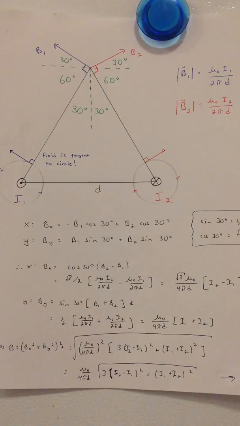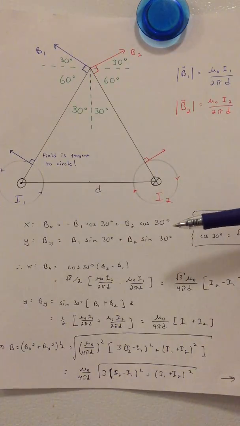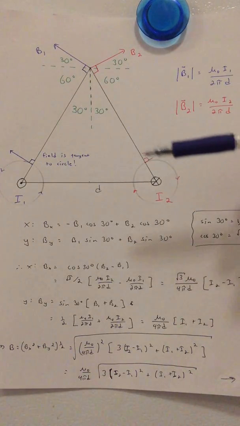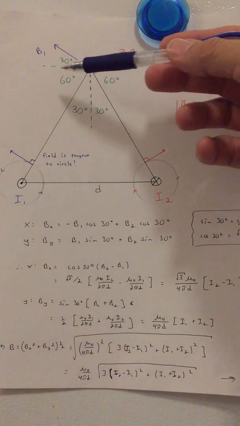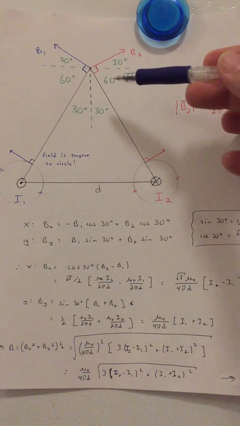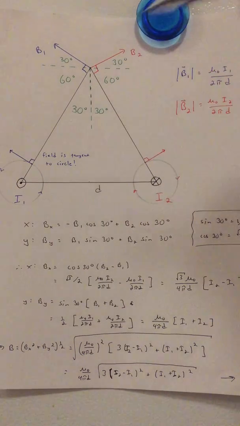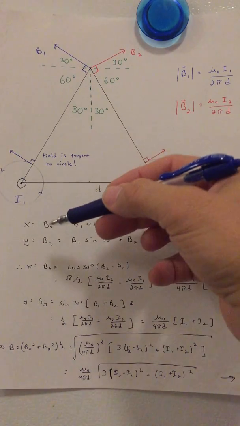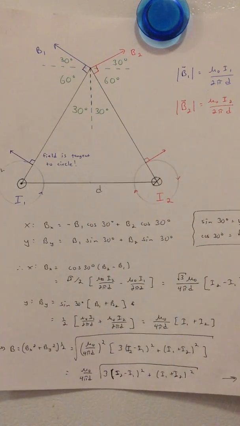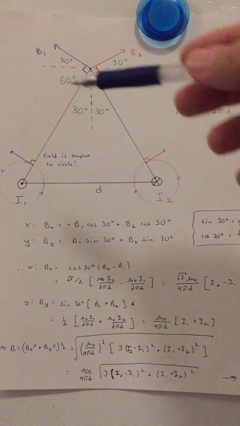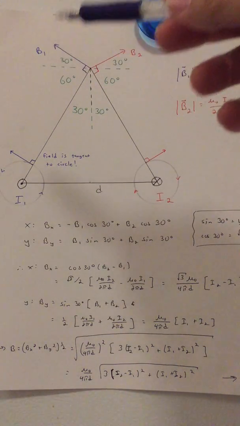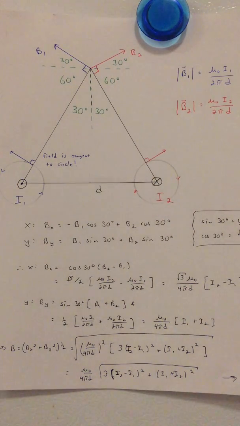Once I have those angles, I proceed in the normal fashion of just taking these vectors, resolving them into components, and adding them together. So here's what I have done here. In the x direction, I've got negative B1 cosine 30 degrees, that's the component here, plus B2 cosine 30 degrees, that's the component here. That will give me the x component of my total field, which I've called Bx. By, I'm going to do the same thing. B1 sine of 30 degrees, that's the component here, plus B2 sine of 30 degrees, that's the component here.